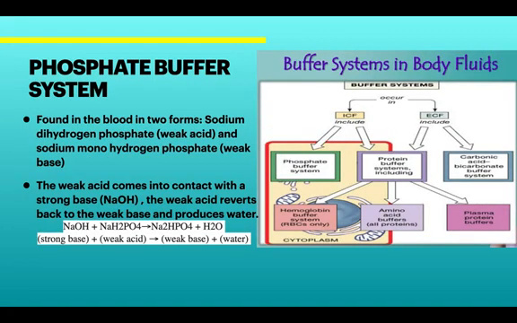Phosphate buffer system. Found in the blood in two forms: sodium dihydrogen phosphate, a weak acid, and sodium monohydrogen phosphate, a weak base. The weak acid comes into contact with a strong base, sodium hydroxide. The weak acid reverts back to the weak base and produces water.